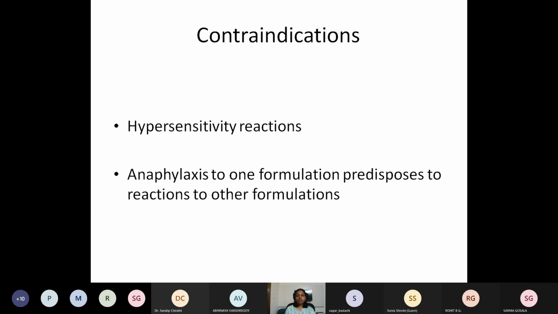The only contraindication per se for amphotericin is a hypersensitivity reaction. So any allergic reaction, it could be either to amphotericin or to any of the carriers, including deoxycholate or the lipid carriers. And it has been found that if there's anaphylaxis, it predisposes to reactions to other formulations, and it may not be advised to try the other formulations.